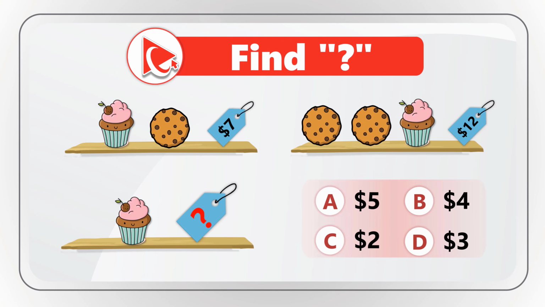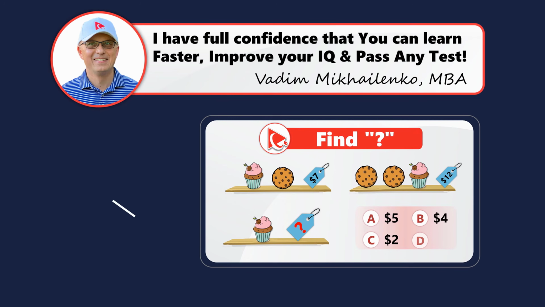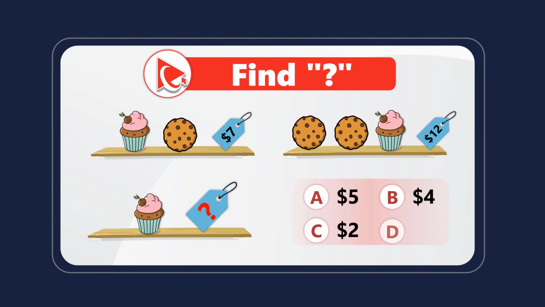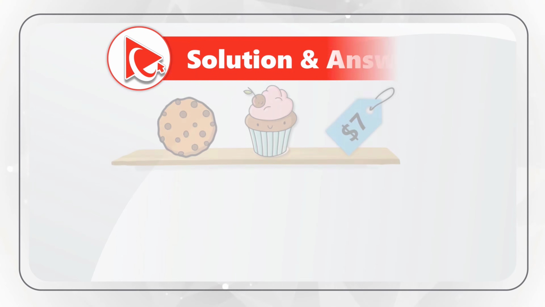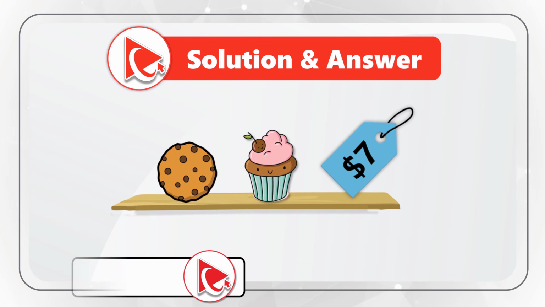It seems unsolvable, but the only thing you need to make is one assumption. And using this assumption, I'm going to move forward to share with you my version of the answer. And obviously, if you have a better way to solve it, please make sure to post in comments. Take a close look at the first set. The first set consists of cookie and cupcake, and it costs $7.